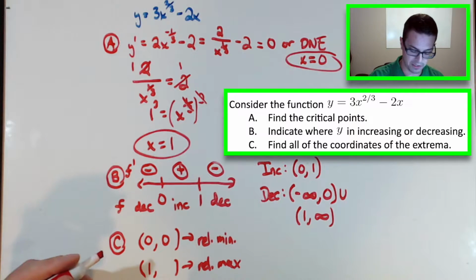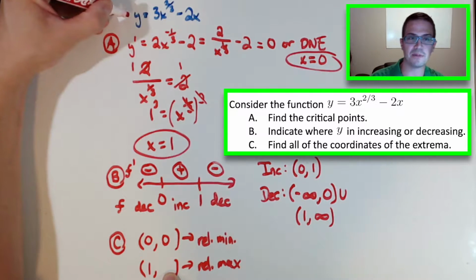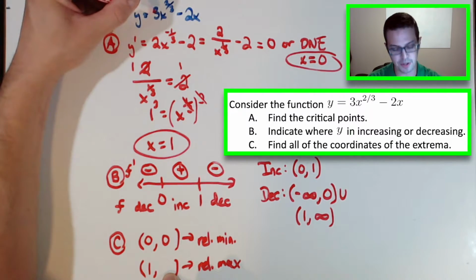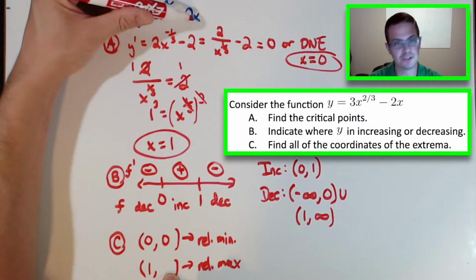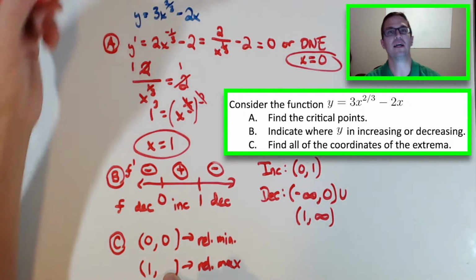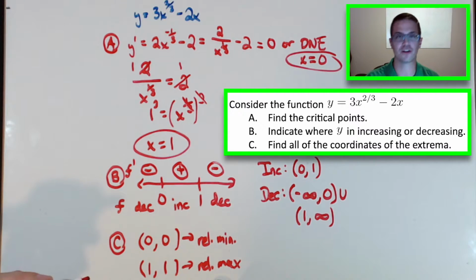Now, at 1, you also need the y value here. This equation up here gives you the y. So if you plug in 1, you get 3 times 1, which is 3, minus 2 times 1, which is 2. So 3 minus 2 is 1. So at 1, 1, you're going to have a relative max.